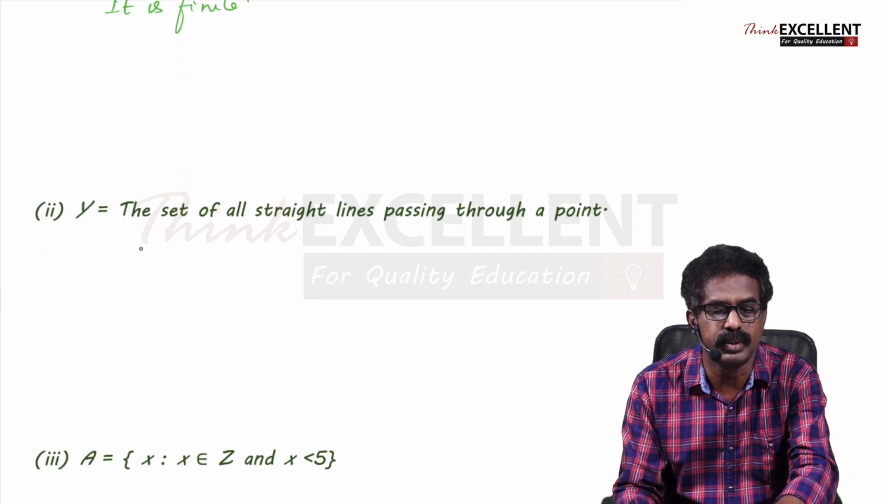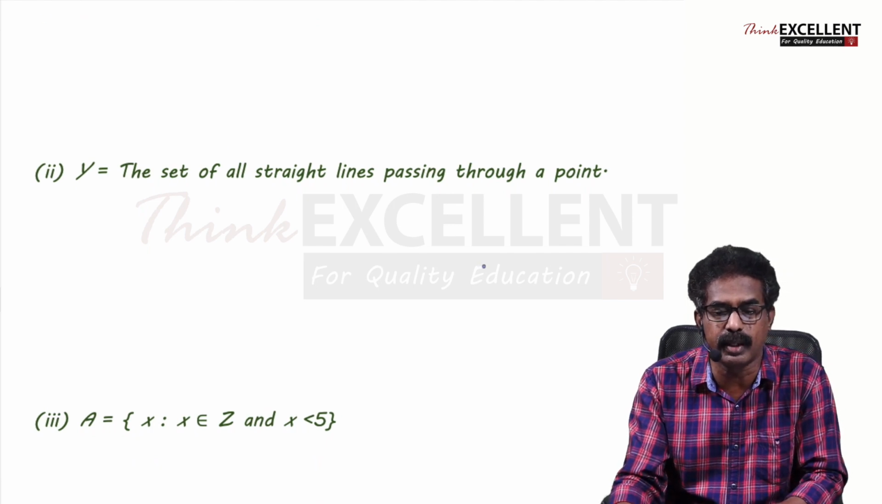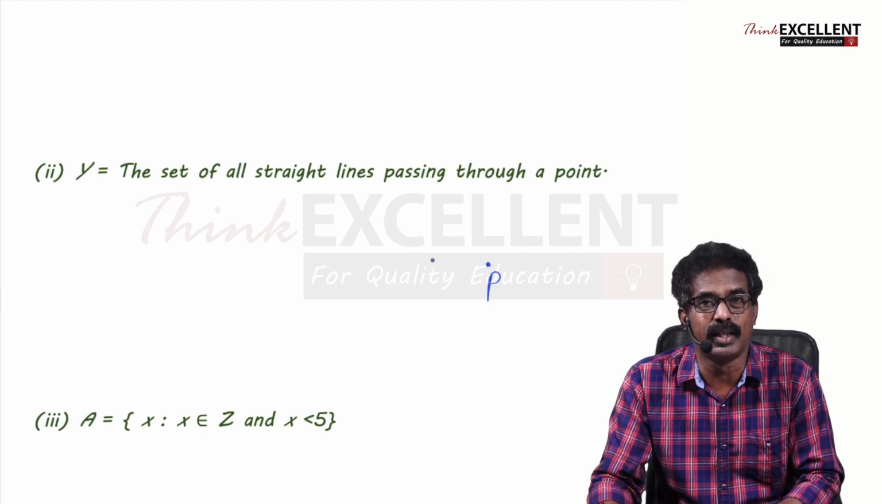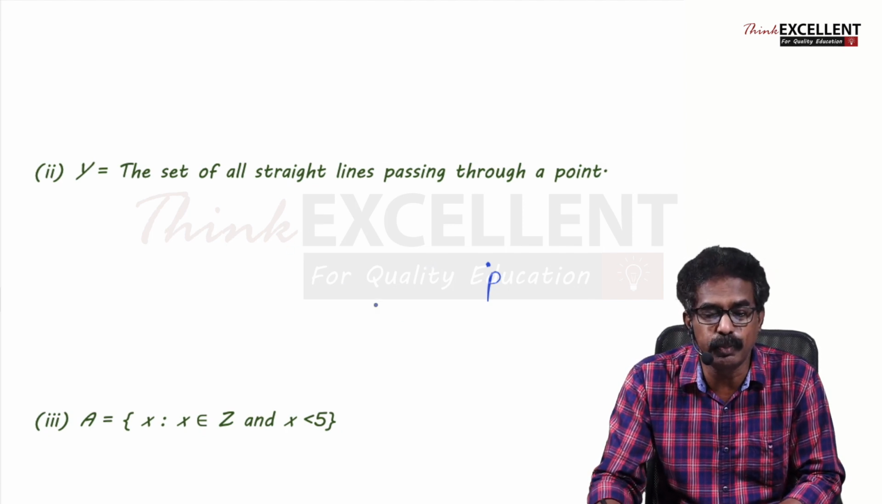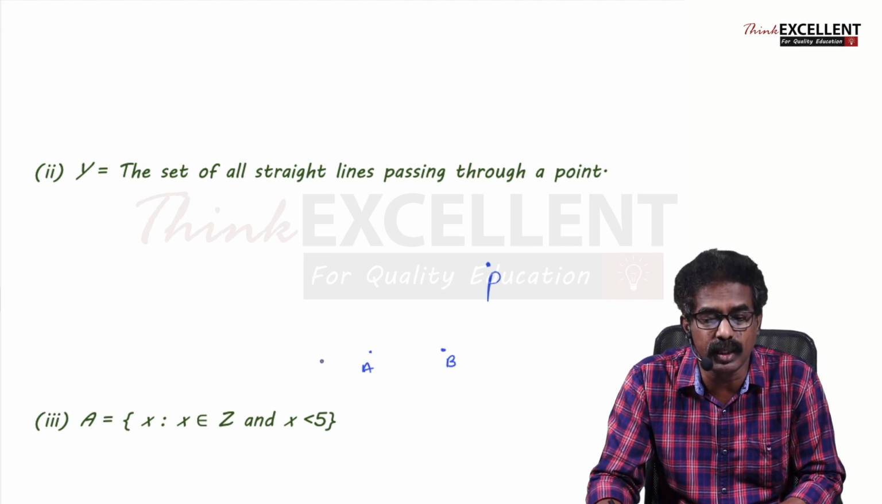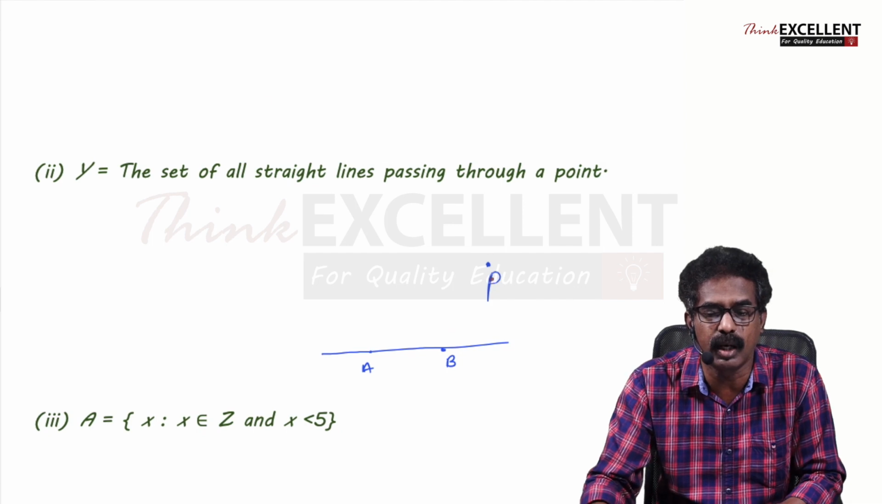See the second subdivision, the set of all straight lines passing through a point. Suppose P is a point. Through P, how many lines can you draw? Suppose I give 2 points, A is one point, B is another point. Through these 2 points, how many lines can you draw? Through both A and B, you can draw only one line, right? But here P is a point. Through that point, how many lines can you draw?